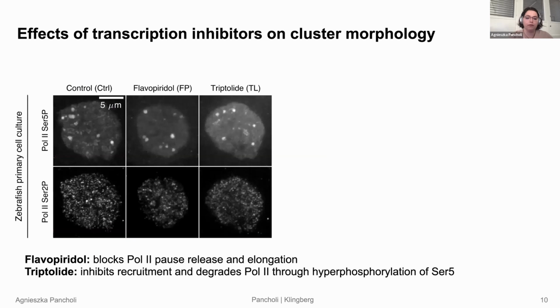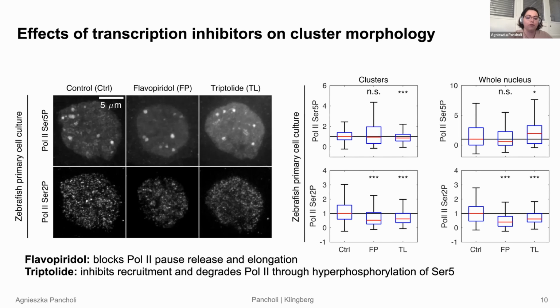We wanted to know if our model reacts to perturbations in the same way as cells. So we treated pluripotent zebrafish stem cells with the inhibitors, either with flavopiridol or with triptolide. And we compared serine 5-phos and serine 2-phos intensities to the untreated cells. So flavopiridol blocks RNA polymerase II pause release and elongation. And so the serine 2-phos levels are lower in this kind of cells.